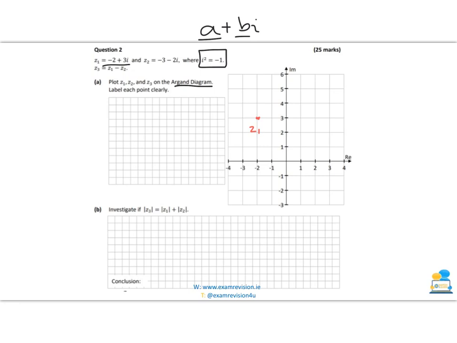We're being asked to plot Z2 as well. So I need to go again along my real axis to begin with. We go across to -3, and then this time b is -2.